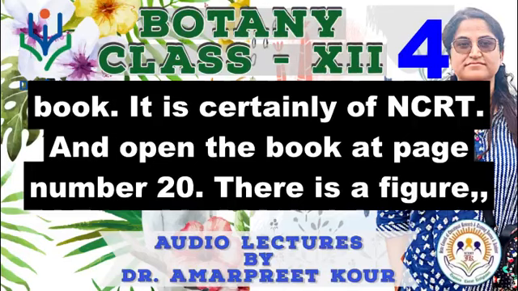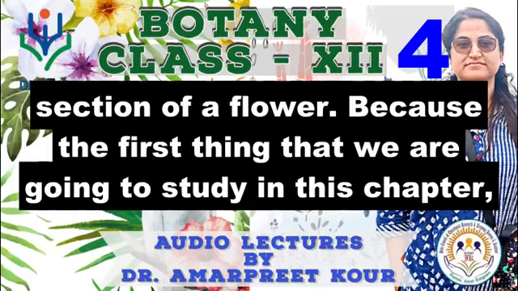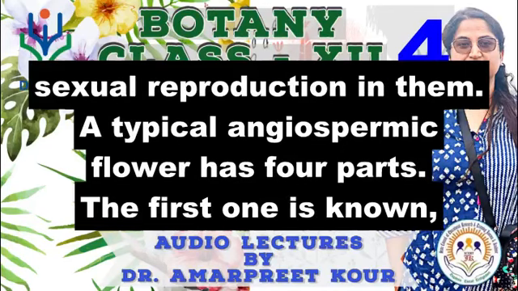There is a figure 2.1, and it is labeled as a diagrammatic representation of LS. That means longitudinal section of a flower. Because the first thing that we are going to study in this chapter is flower. Okay? A flower is a gametophytic part of angiosperms, and it is responsible for sexual reproduction in them.